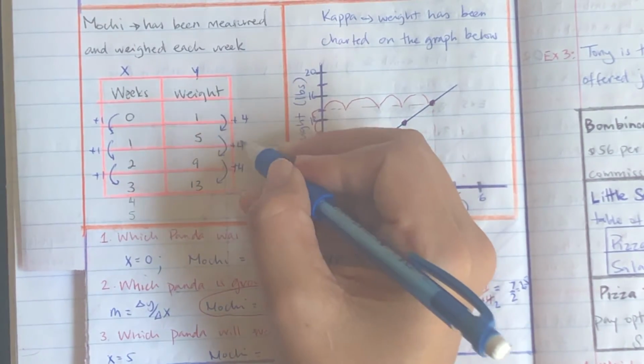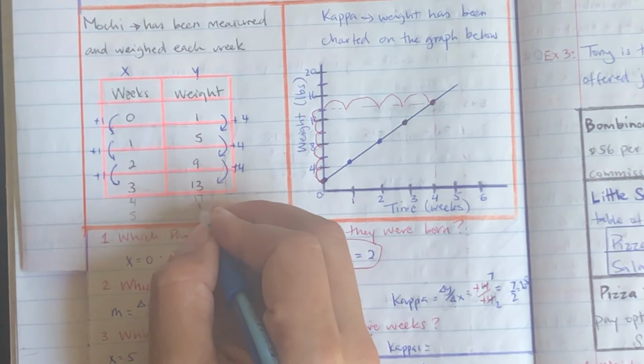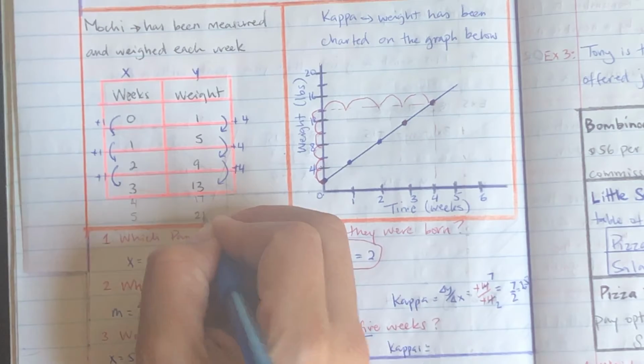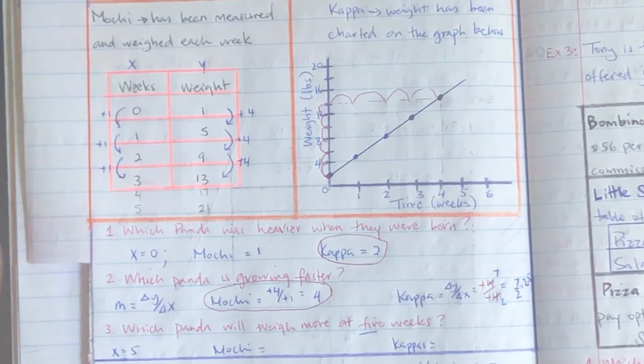And we just need to find what that weight would be if it keeps going in this pattern. What is it doing every time? It's adding 4. So the next number after you add 4 would be 17. Next number after that, when you add 4, would be 21. So at 5 weeks, Moki is 21.